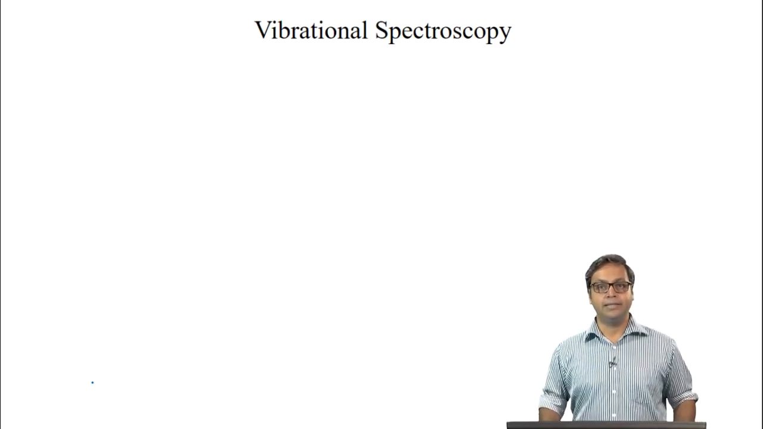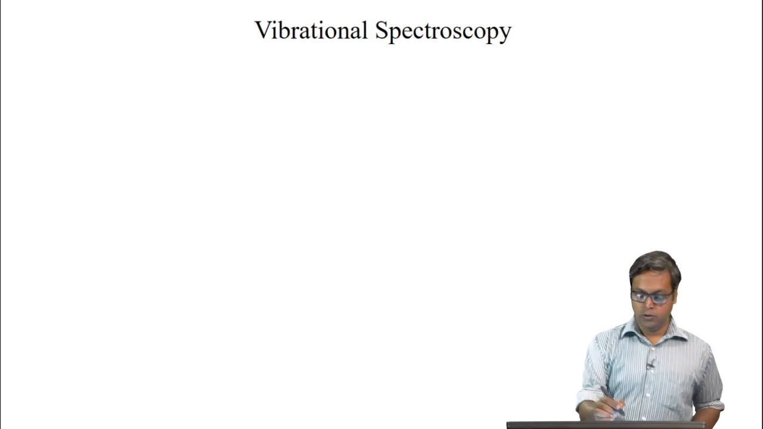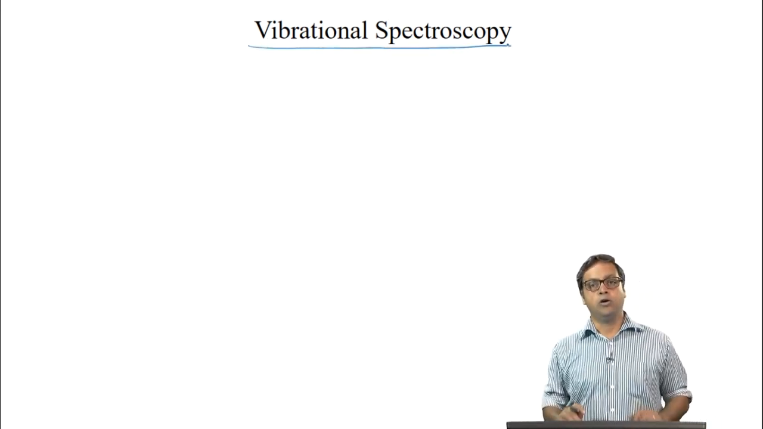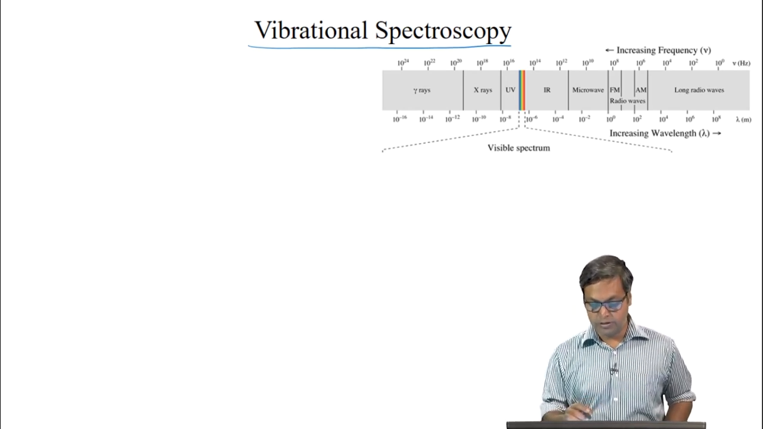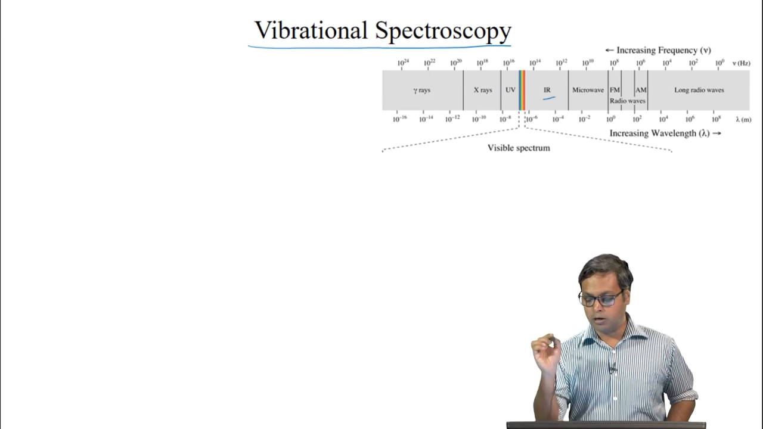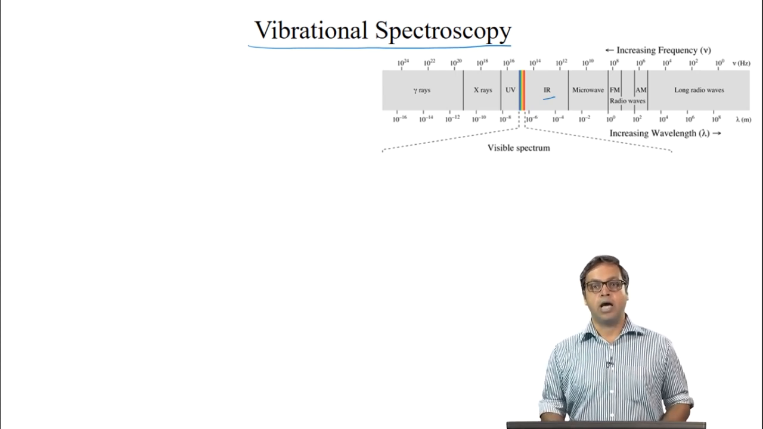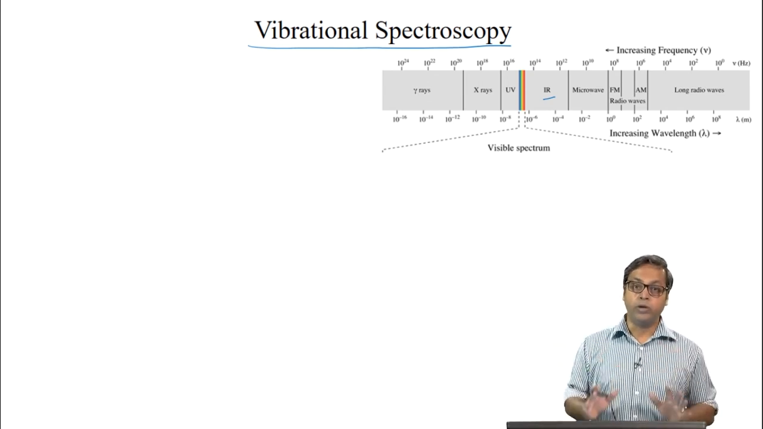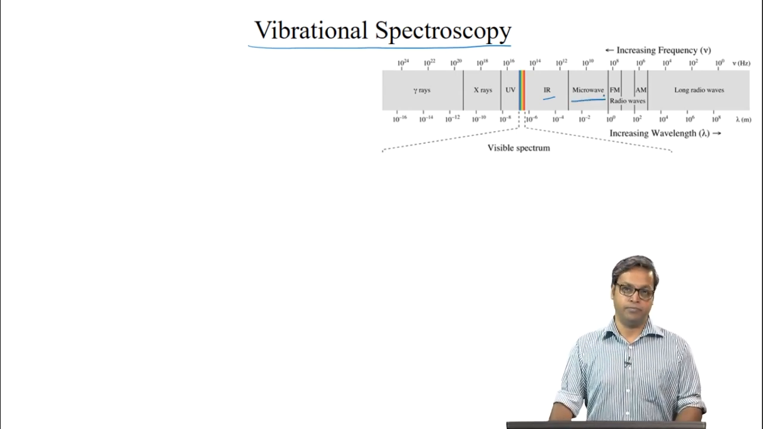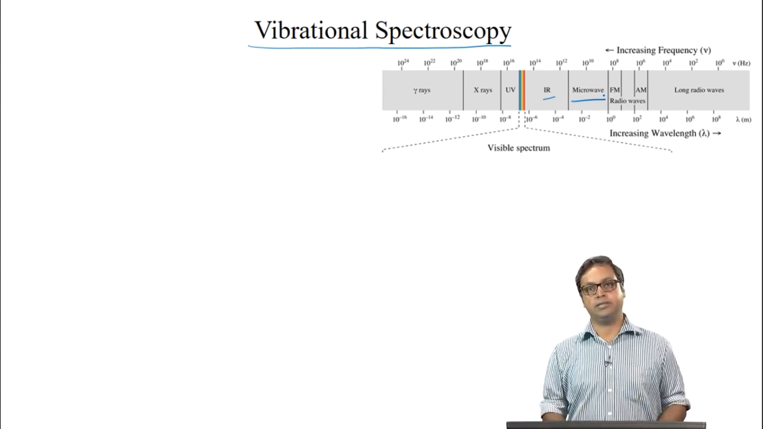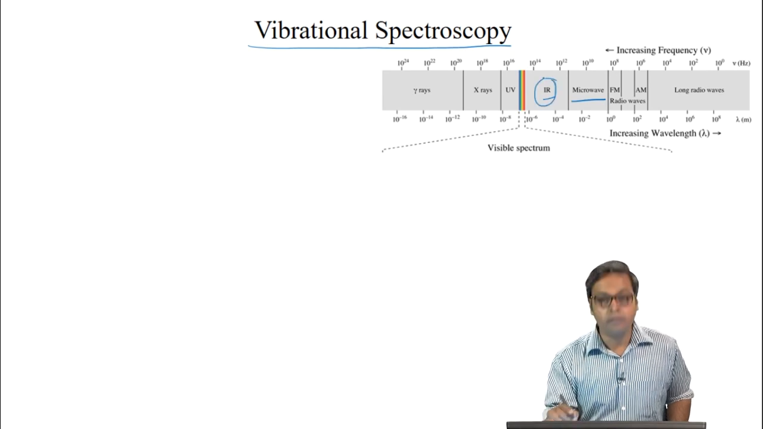Hello everyone. In this lecture, we will start a new module where we will look into vibrational spectroscopy. We already know that the electromagnetic spectrum can be divided into different regions like gamma rays, X-rays, UV, IR, microwave, etc. In the last module, we discussed in detail microwave spectroscopy, where the frequency of the light corresponds to the microwave region of the electromagnetic spectrum. In this module, we will discuss a different region of the electromagnetic spectrum, that is the infrared region.